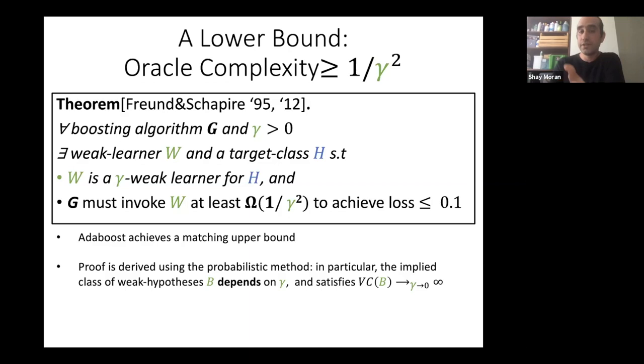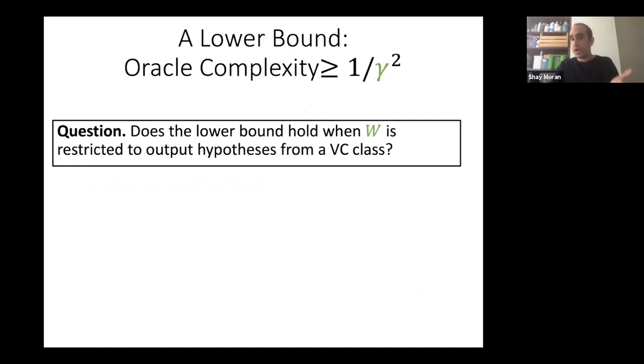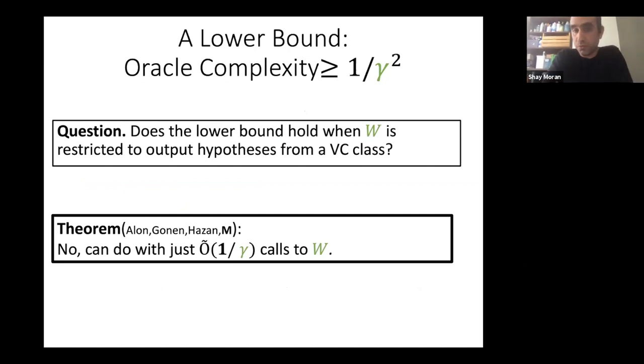So the weak learner that witnesses the large Oracle complexity uses rather complicated hypotheses as weak hypotheses. And this is exactly what we don't allow in our setting. So it is natural to ask whether the same lower bound holds even when you restrict the weak learner to output hypotheses from a VC class. And as I will explain now, the answer is no. You can take it down to roughly 1/γ. So it's a quadratic improvement. And this is also tight, even for the class of one-dimensional thresholds. So this is the best you can hope for. So let me now discuss at least some ideas on how to circumvent this lower bound, how to obtain this linear dependence.